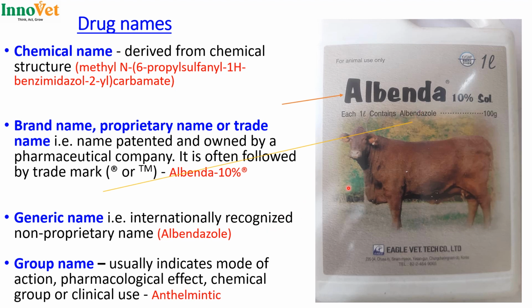The generic names are names that are internationally recognized. They are non-proprietary names. For example, albendazole. Wherever you go and you say albendazole, someone will give it to you. It could be made by different companies, which will give them different brand names, but that will never change. And then the group name is the category under which that drug lies. So it usually indicates the mode of action, pharmacological effect, and the chemical group or chemical use.